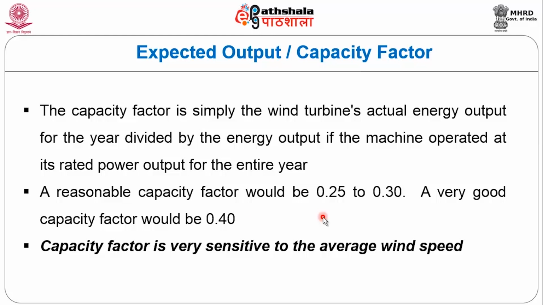The capacity factor from 0.25 to 0.3 is good. A very good capacity factor would be 0.4, beyond which it is difficult. But we can go up to 59.3%, that is 0.59. We have a long way to go to achieve the Betz limit, but practically there are some difficulties. Even if we achieve 0.4, that is 40%, it is quite good.